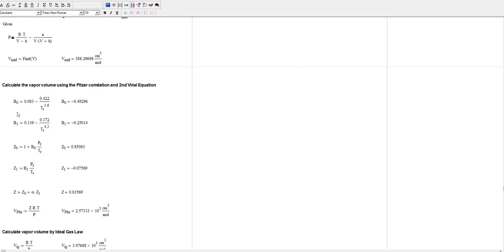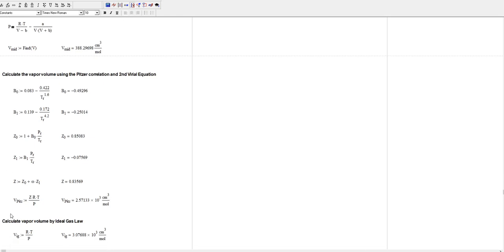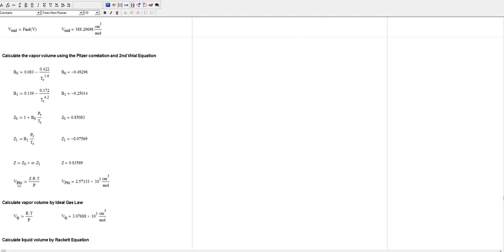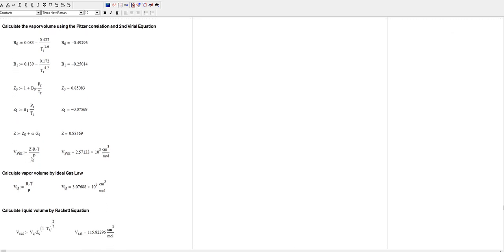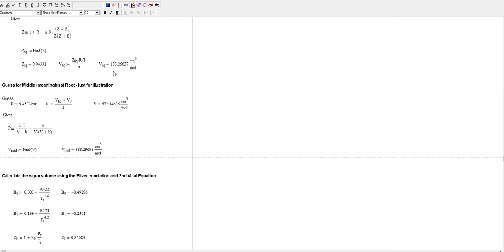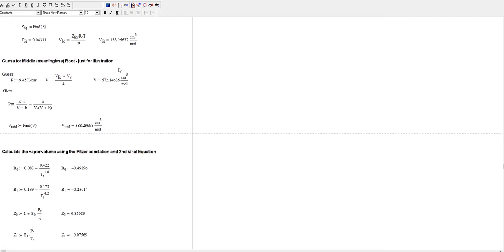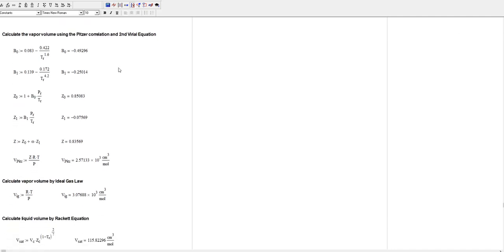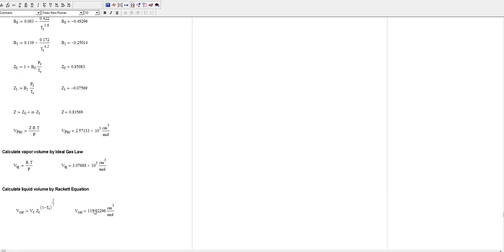And then here we have the calculation in MathCad for the generalized correlation. You can see it's pretty fast, pretty easy, and I like doing it that way a lot better. If it were an ideal gas, we get this value. If it were saturated liquid, we get this value. You can see this is 115. What do we get with our Redlich-Kwong? We got 133. You can see there's some difference there. We could look that up and see which one is closest. My guess is that the Rackett equation might be a little bit more accurate.